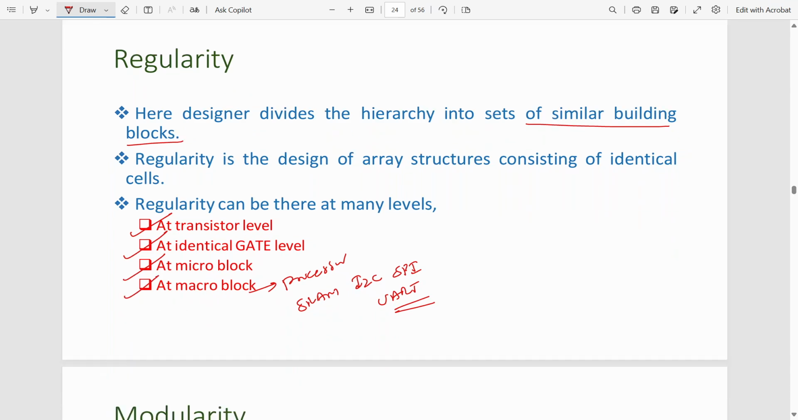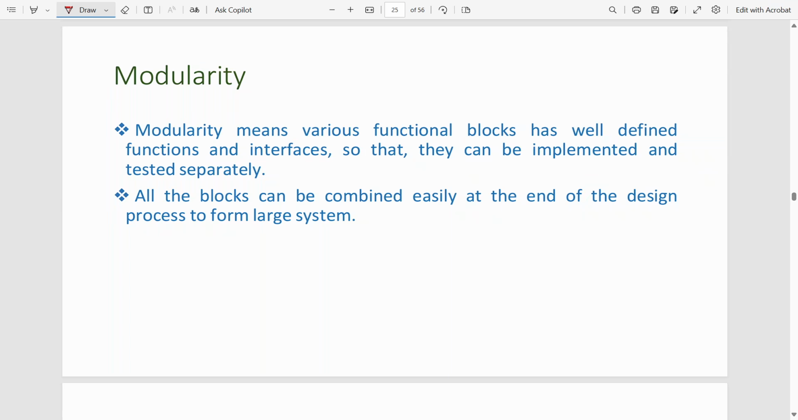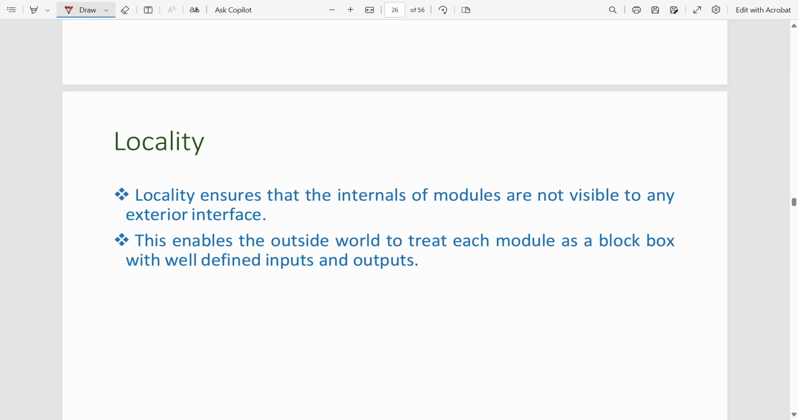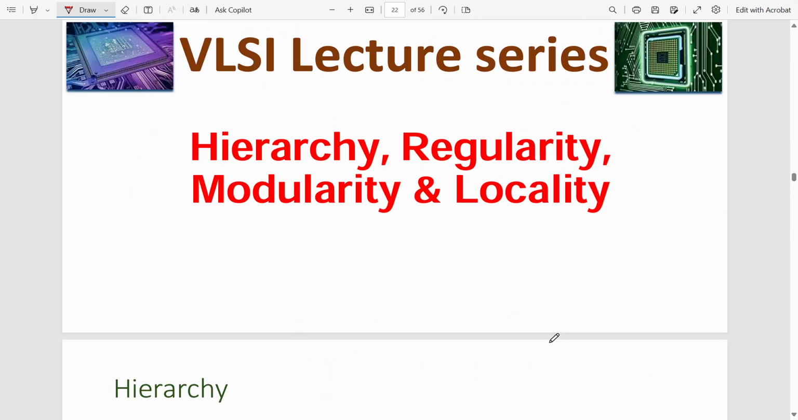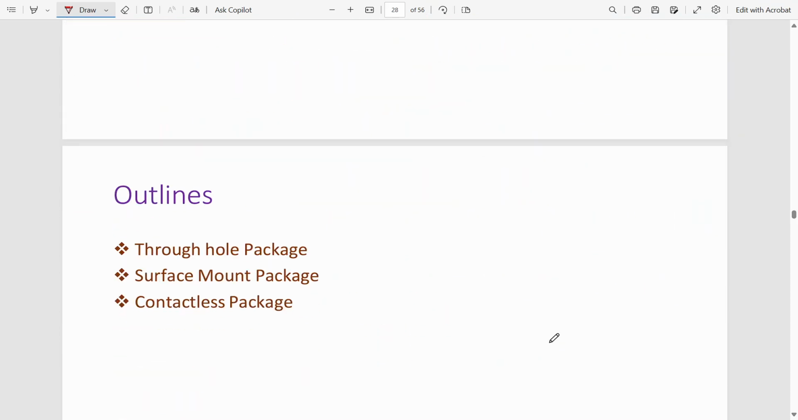Modularity means each functional block has well-defined functions and interfaces, so that they can be tested separately. Blocks can then be combined easily to complete the design. This is modularity. Locality means that the interior of a module is not visible to any exterior interface. When you are designing, you need to consider these things: hierarchy, regularity, modularity and locality.